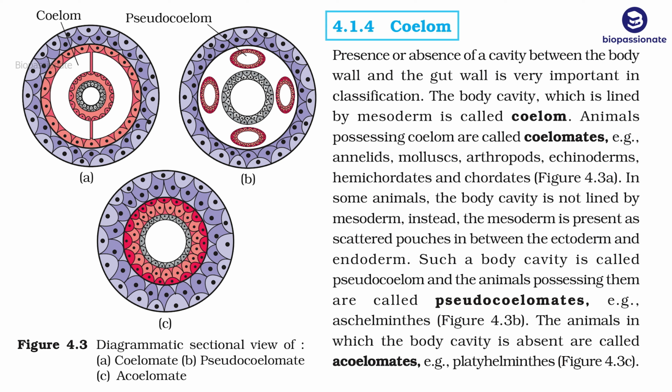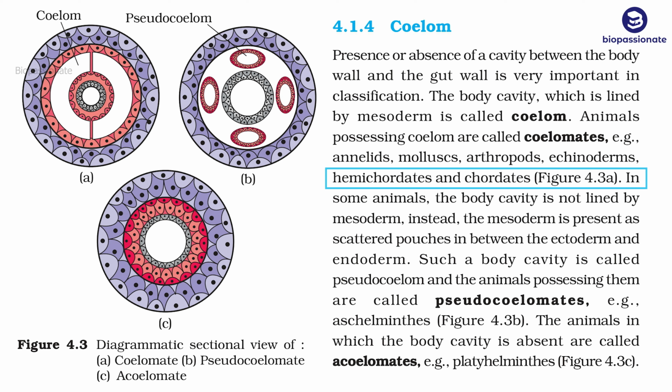4.1.4 Coelom. Presence or absence of a cavity between the body wall and the gut wall is very important in classification. The body cavity, which is lined by mesoderm, is called coelom. Animals possessing coelom are called coelomates. For example, annelids, molluscs, arthropods, echinoderms, hemichordates, and chordates.